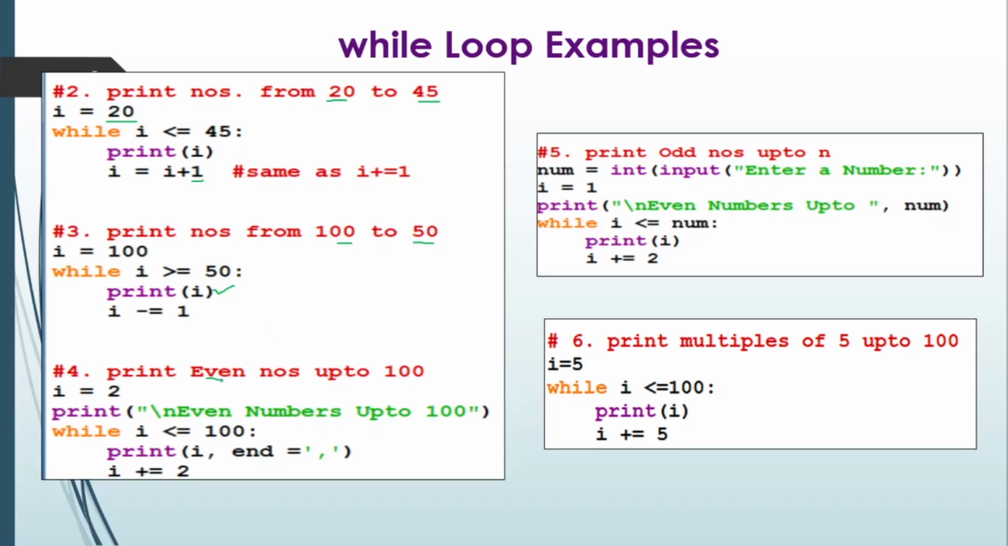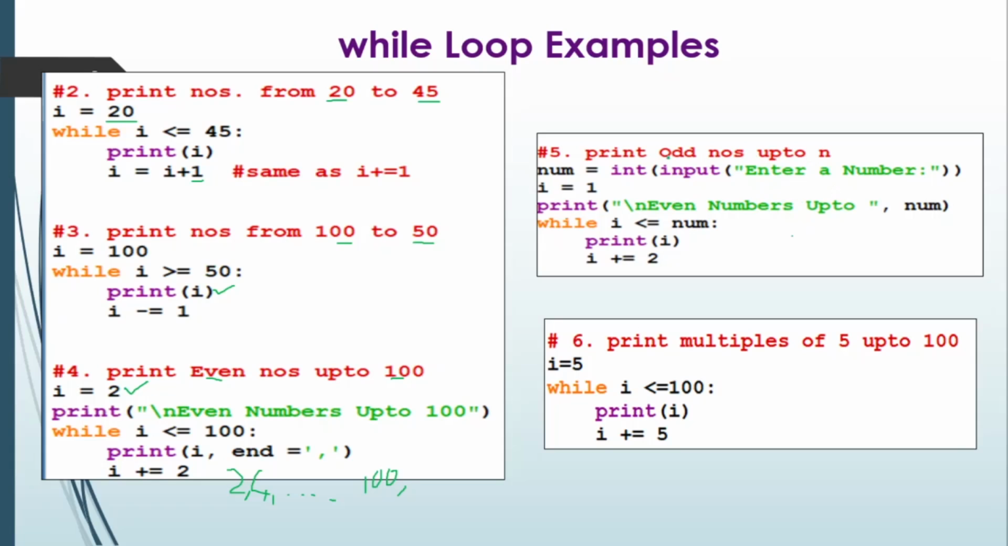Next question, even numbers up to 100. The loop variable is initialized with the first even number 2. After that a message is given, even numbers up to 100, and the condition I less than or equal to 100. The I is printed followed by a comma. So the first value 2 will be printed followed by a comma, and then I is incremented by 2. So I becomes 4. 4 less than 100 is true. 4 and a comma will be displayed. Like that, numbers up to 100 and a comma will be displayed, and when I becomes 102, the condition is evaluated to false and the loop is exited.